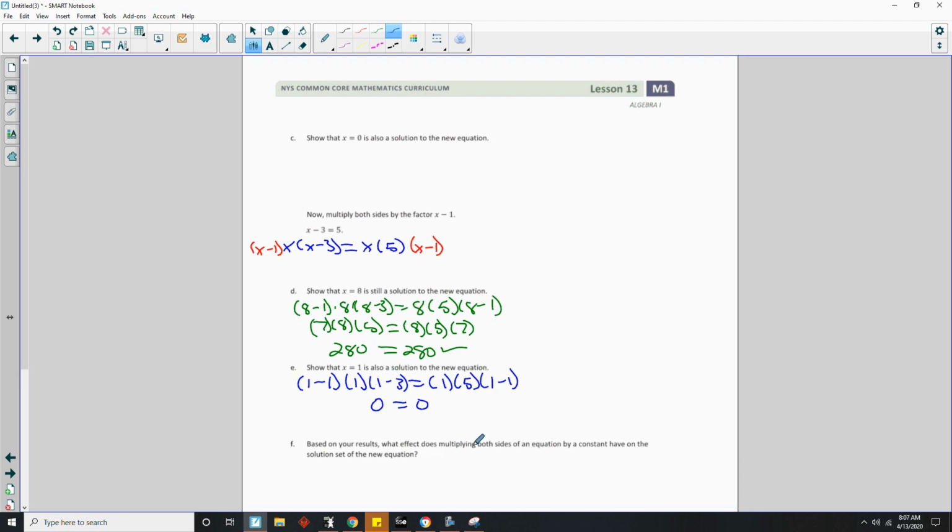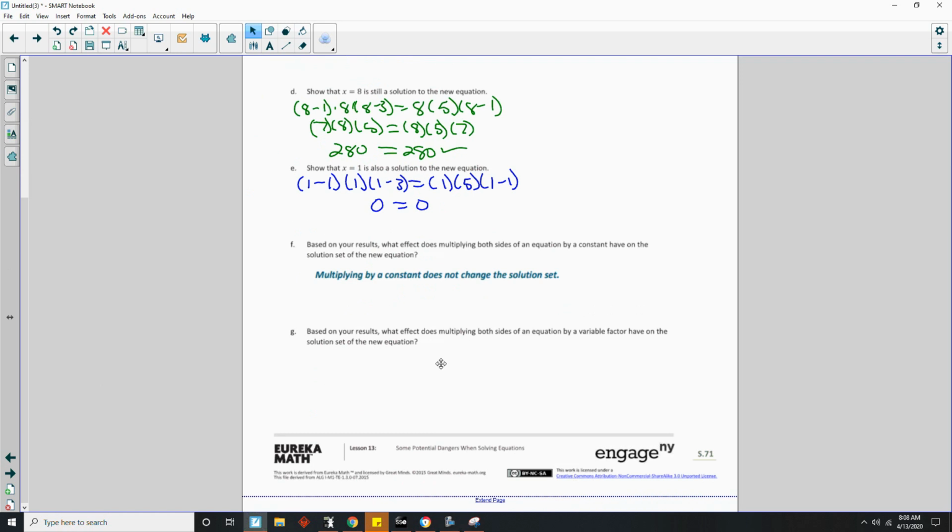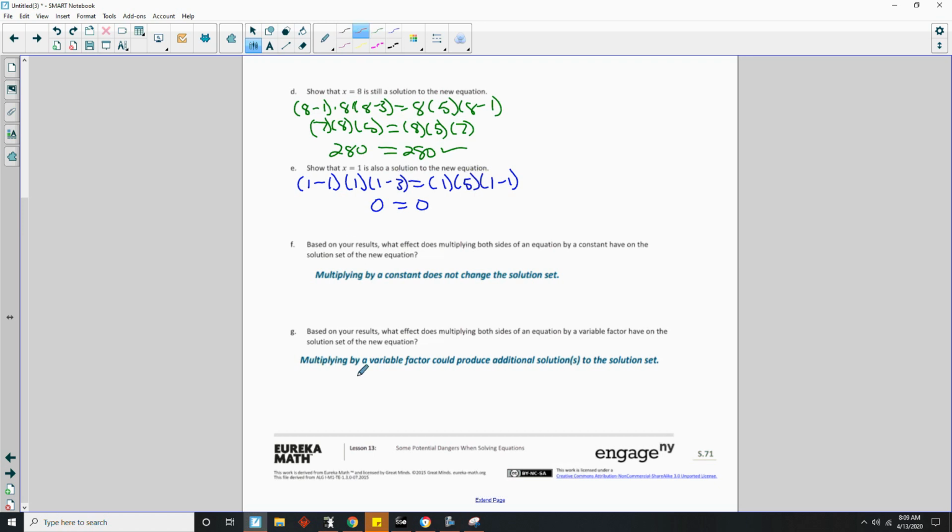F says, based on your results, what effect does multiplying both sides of an equation by a constant have on the solution set of the new equation? Multiplying by a constant does not change the solution set. And now finally part G says, based on your results, what effect does multiplying both sides of an equation by a variable factor have on the solution set of the new equation? Okay, so multiplying by a variable factor could produce additional solutions to the solution set, but keep in mind that it's not always going to happen. So if we use this word right here, could, not necessarily.